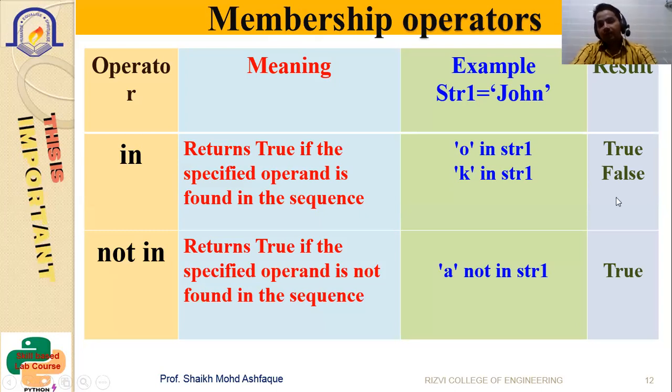You can see the example here. str1 is equal to John. So O in str1: O is available in this string John, so O in str1 returns a true value. Now we want to search K. K is not available in str1, so whenever you write the statement K in str1, it returns a false value. Similarly, A not in str: here we are using not in on str, for example this is your string. A not in str returns a true value because we are checking for non-availability.